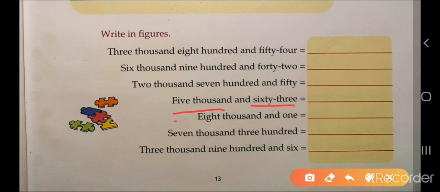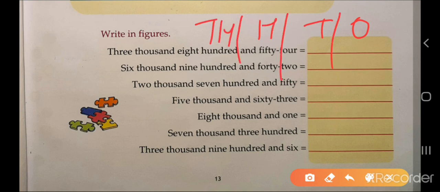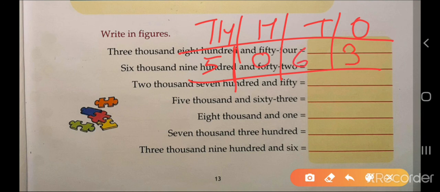Okay, again this one is 5063. So again you will write ones, tens, hundreds and thousands. Okay, so what is on the thousands place? 5. So there will be 5 and 63. There is nothing on the hundreds place, so you will put a 0. Okay, and after that 63.